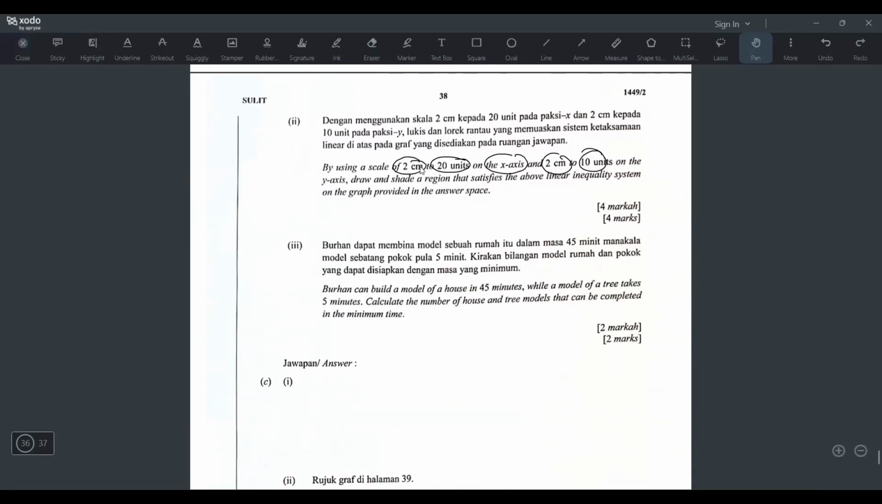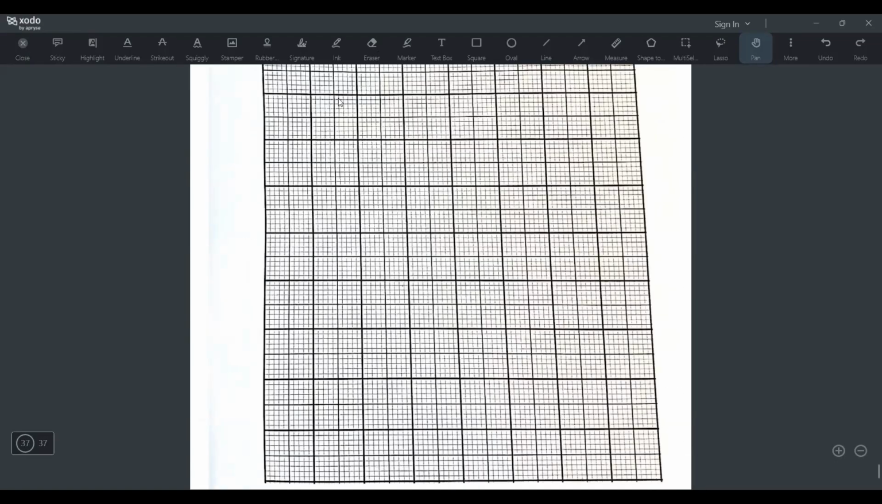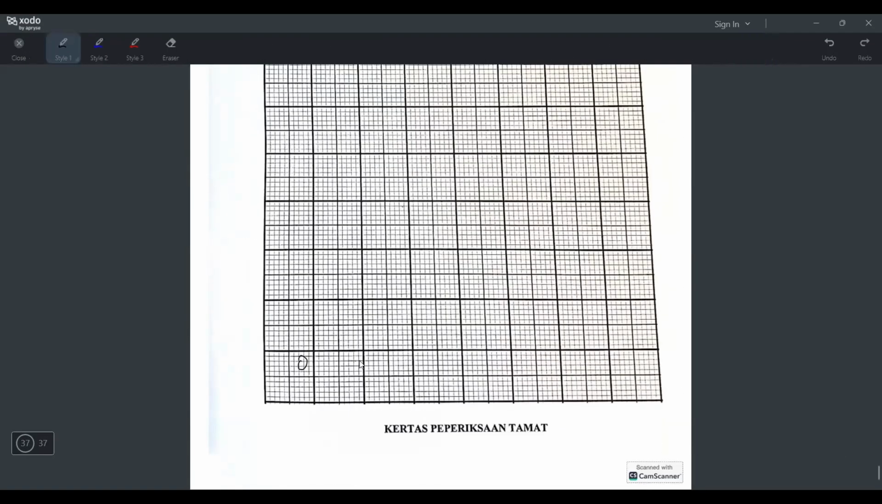First let's look at the scale. 2 cm to 20 on x-axis. Okay, good. So I will write here 0, and later this will be my x-axis. So 20, 40, 60, 80, 100, 120. This is my x, right?